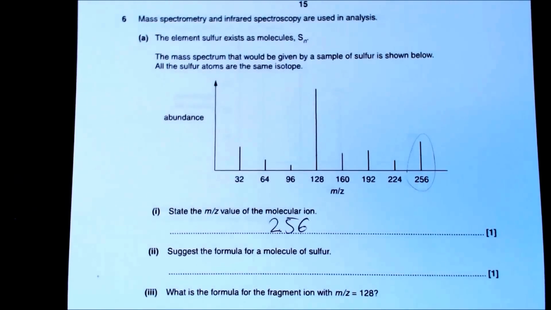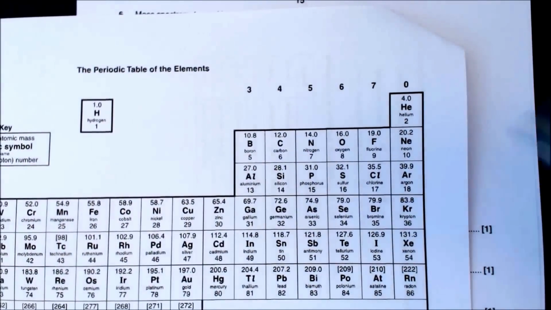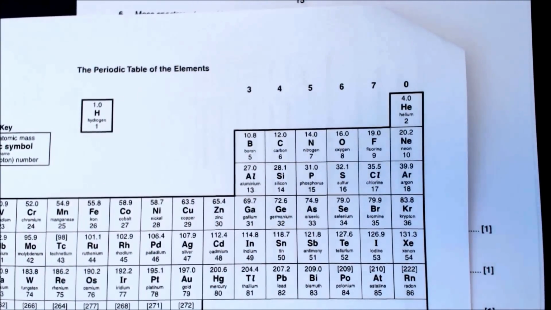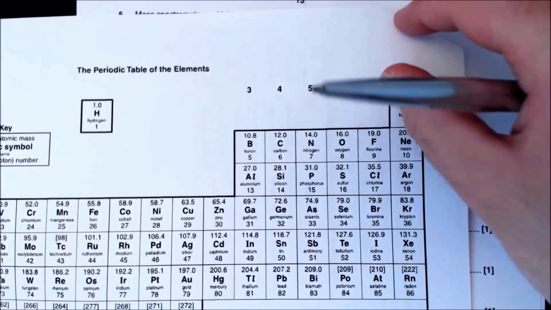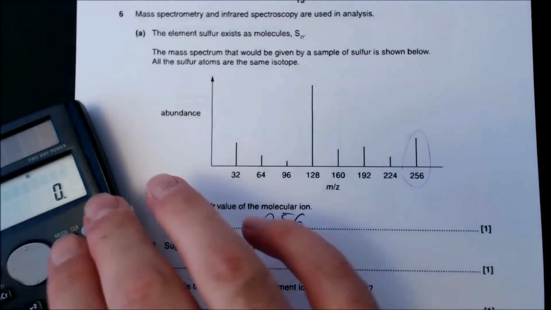Now what we have to do here is we take our periodic table and we find the mass of sulfur, and you can see sulfur is 32.1. We'll just round it to a whole number, which is 32. So all we do is we take the 256, because that's the molecular mass, and we're going to divide that by 32.